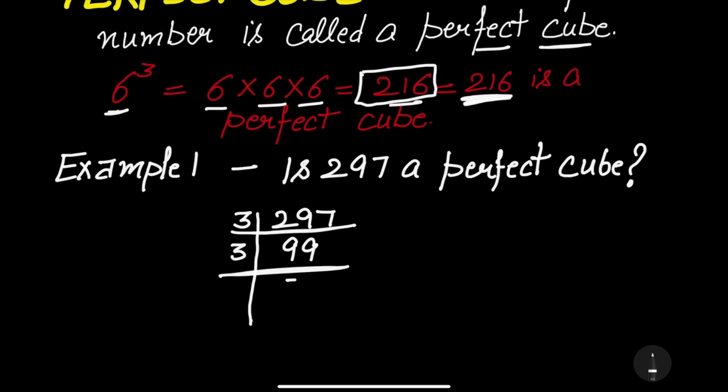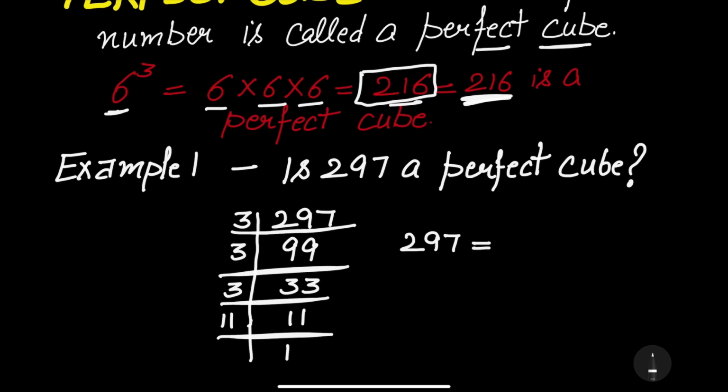Then again it will go on the 3 table. 3 3s are 9. 3 3s are 9. Again it will go on which table? 3. 3 1s are 3. Then 11 comes. 11 goes on which table? 11. 11 1s are 11. So now we got all the prime factors of the number 297. What are those? 3 multiplied by 3 multiplied by 3 multiplied by 11.